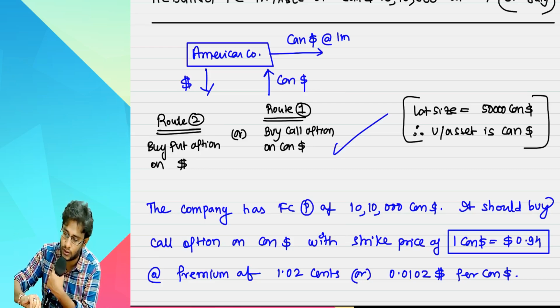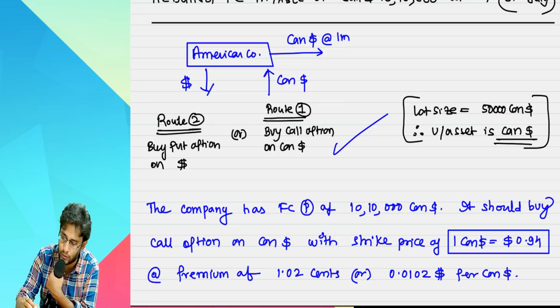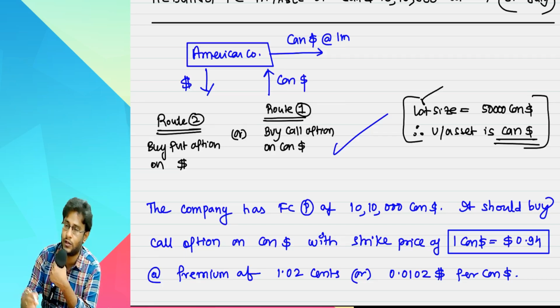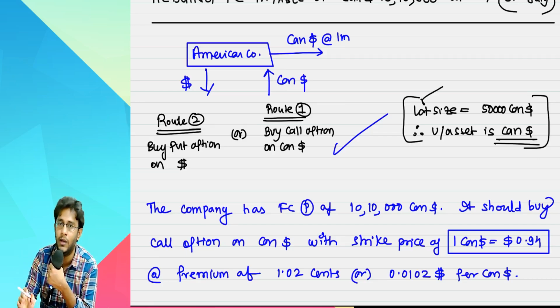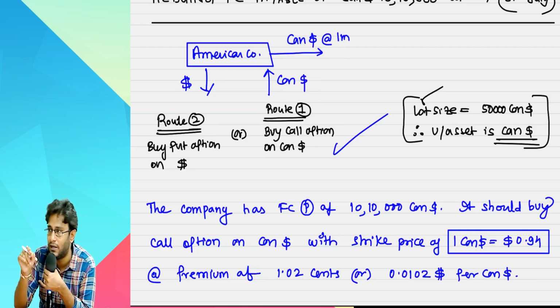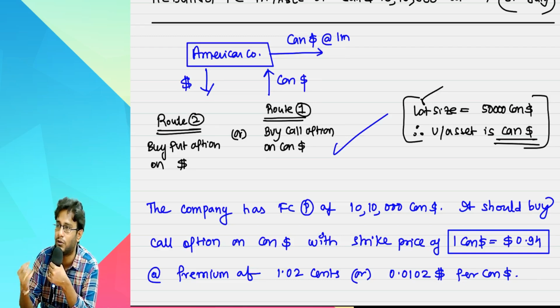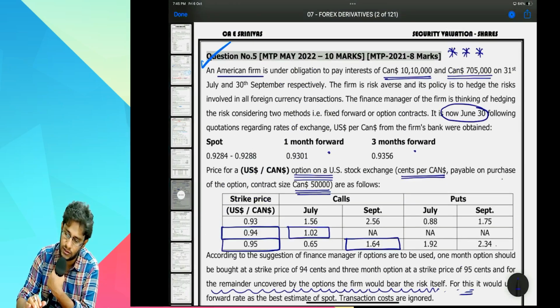Lot size, underlying asset given in the question. Underlying asset, how did you identify from the lot size? You can also identify from the premium also. But why I did not write the premium is that the unit currency of US dollar is cent only, and for CAN dollar also it is cent only. So if you see the cent, you will not be able to make out which cent it is. Of course, still a hint is given because he used the term cents per CAN dollar.